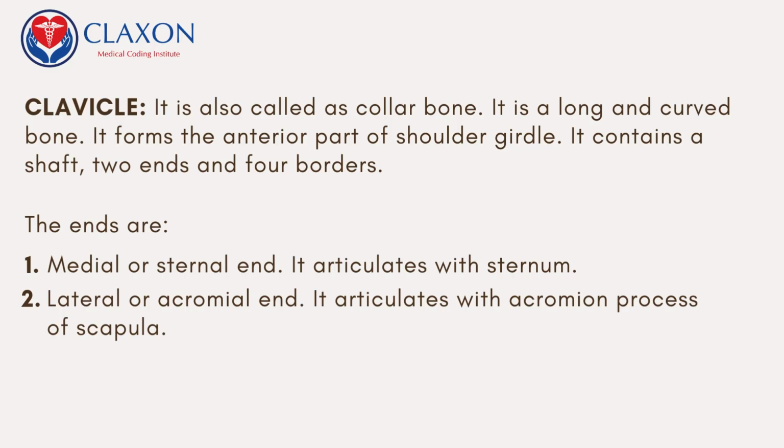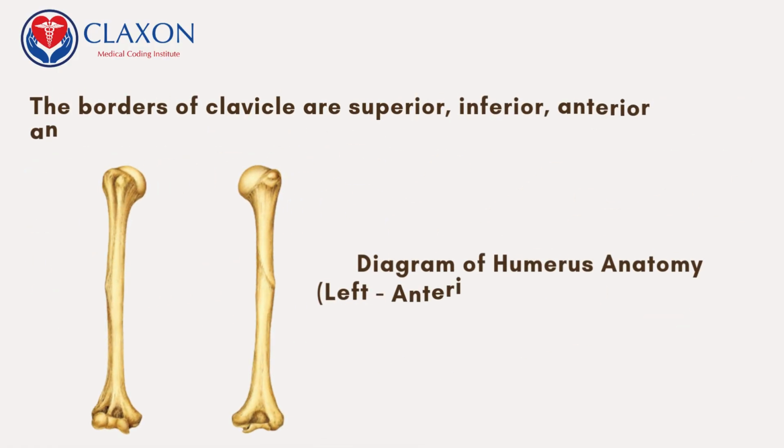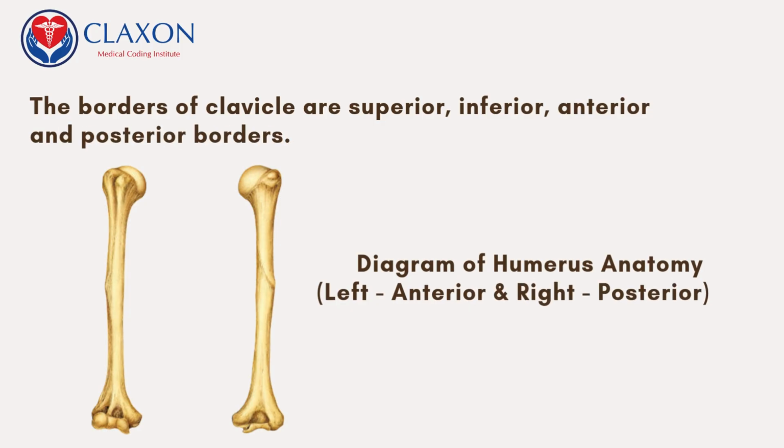Clavicle, it is also called collar bone. It is a long and curved bone. It forms the anterior part of shoulder girdle. It contains a shaft, 2 ends, and 4 borders. The ends are medial or sternal end, which articulates with sternum, and lateral or acromial end, which articulates with acromion process of scapula. The borders of clavicle are superior, inferior, anterior, and posterior borders.